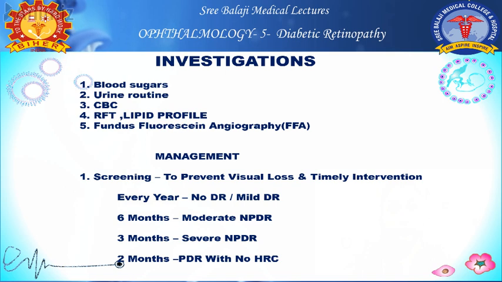So management, the first part is preventing visual loss and timely intervention by screening. So how do we screen a diabetic patient? Screening is done every year when there is no diabetic retinopathy or mild diabetic retinopathy in a diabetic patient. And 6-monthly screening is done for moderate NPDR, 3-monthly screening for severe NPDR, and 2-monthly screening for PDR with no high risk characteristics.